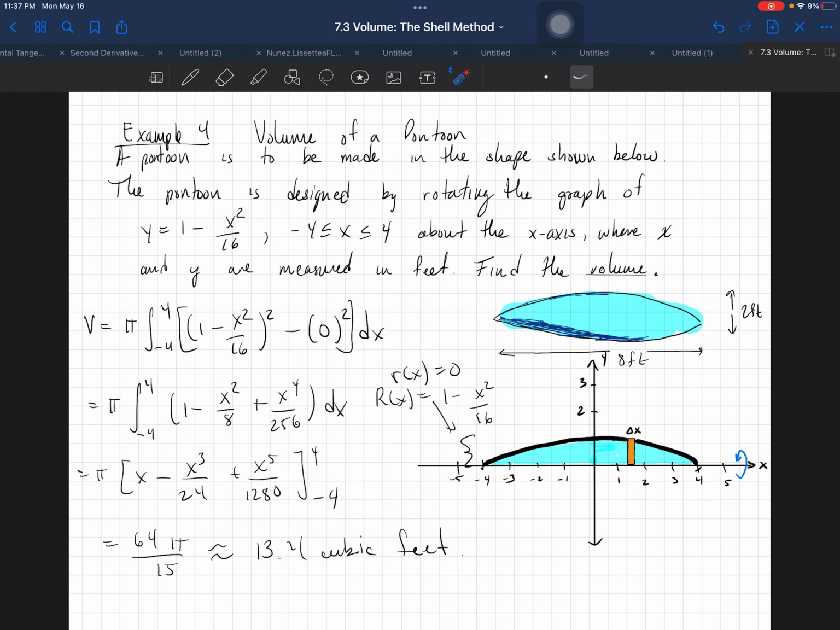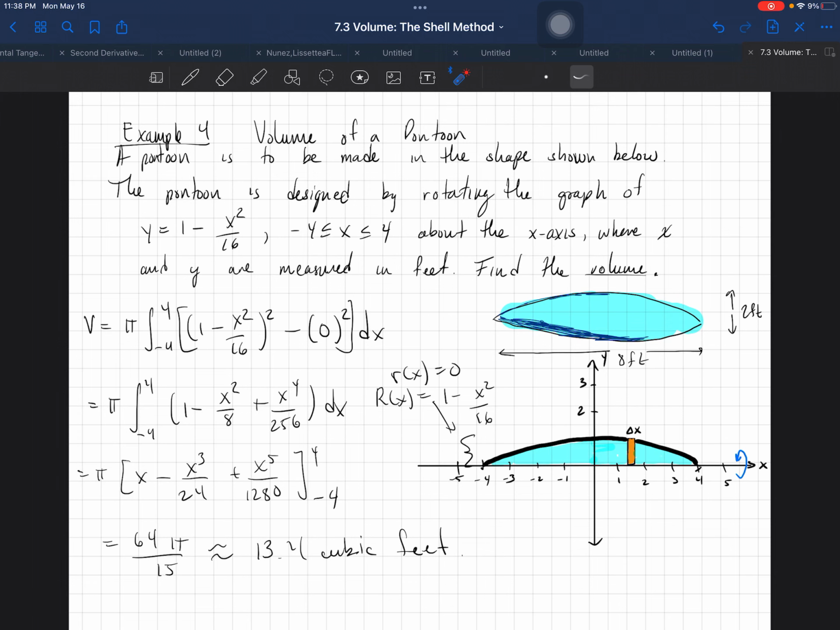Find the volume. So the rotation happens on the x-axis. So here's the shape, the solid we're trying to do. If we're trying to mimic this, this is 2 feet and 8 feet that was given to us. And they give us the graph right here, and it's going to be between -4 and 4. And we're going to rotate it about the x-axis.